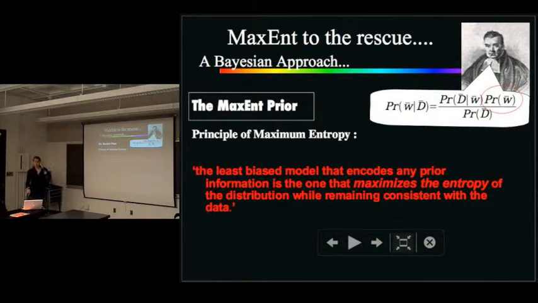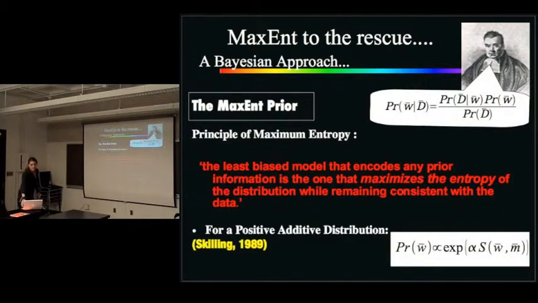So why this is appealing to us is that the prior maximizes the entropy, and because the entropy is a measure of uncertainty, it implies that you're applying the prior that makes the least assumptions possible while remaining consistent with the data.